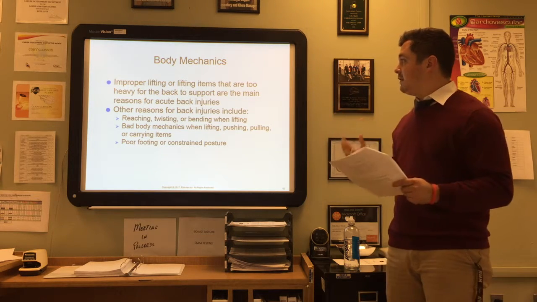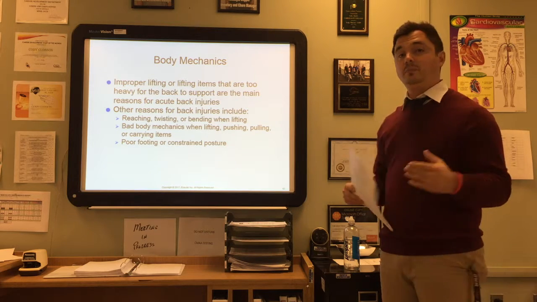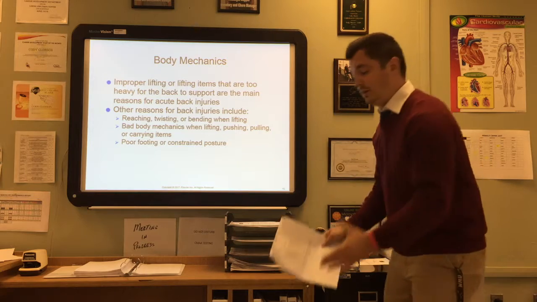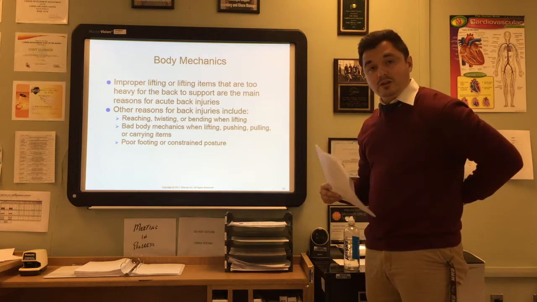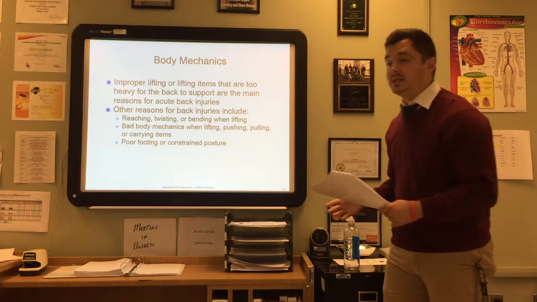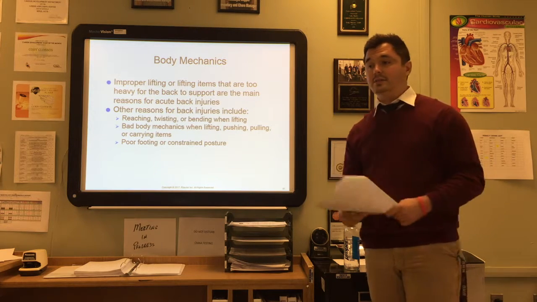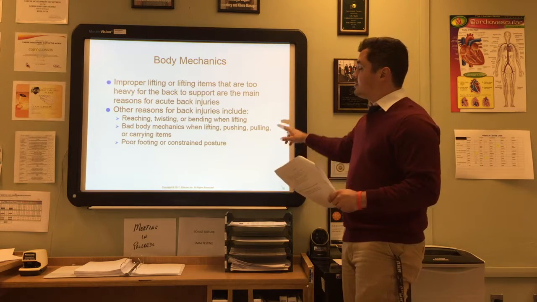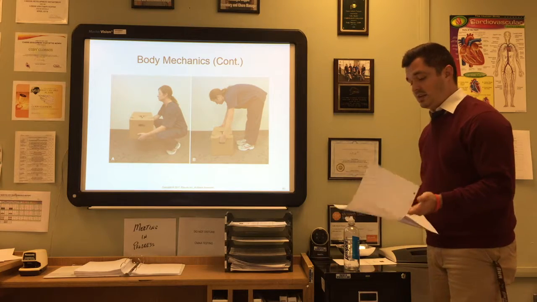Improper lifting or lifting of items that are too heavy for the back or support are the main reasons for acute back injuries. Now what I mean by acute is it happens instantly. So you go to lift up a box, you do it improperly, you're trying to lift from your legs and lift up that box, and you hurt your back. That's an acute injury. Other reasons for back injuries could be reaching and twisting and bending when lifting, bad body mechanics when lifting, pushing, pulling, or carrying items, and then poor footing or constrained posture while trying to lift. So those are all reasons why good body mechanics are essential.